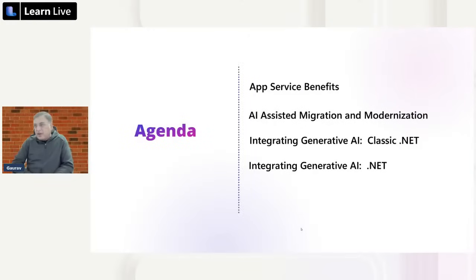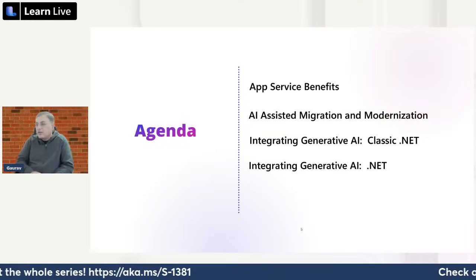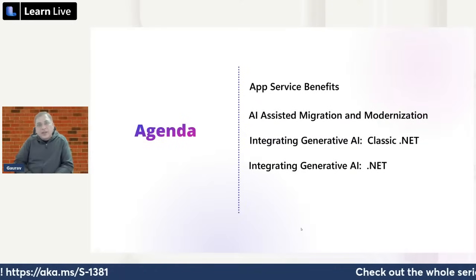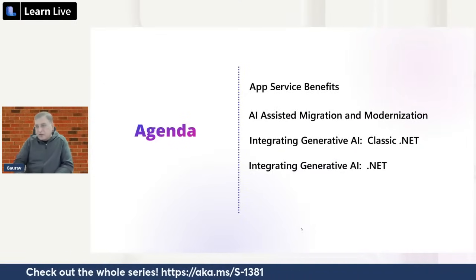So before I begin, a quick look at the agenda. We are going to talk briefly about App Service benefits, and then I'm going to showcase all about the AI assisted migration and modernization. Then we'll talk about a couple of use cases around how to use generative AI capabilities for your classic .NET application and for your modern .NET application.